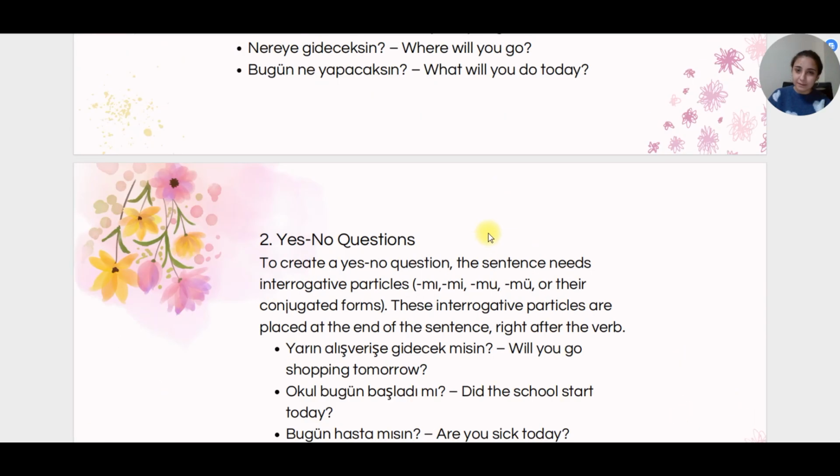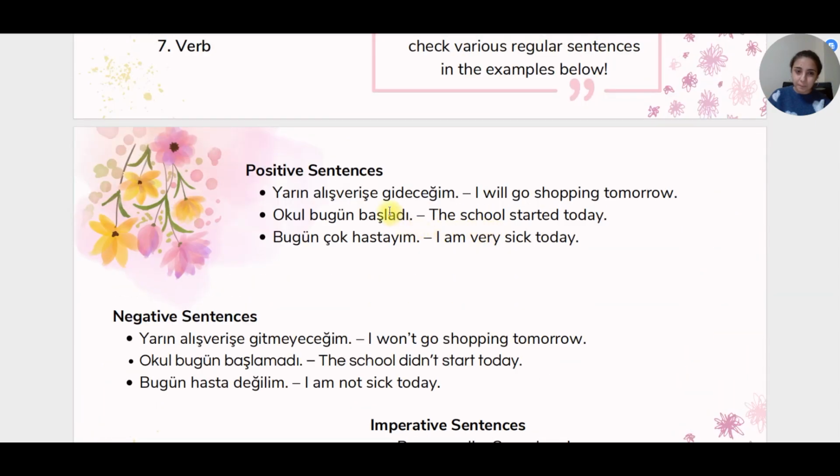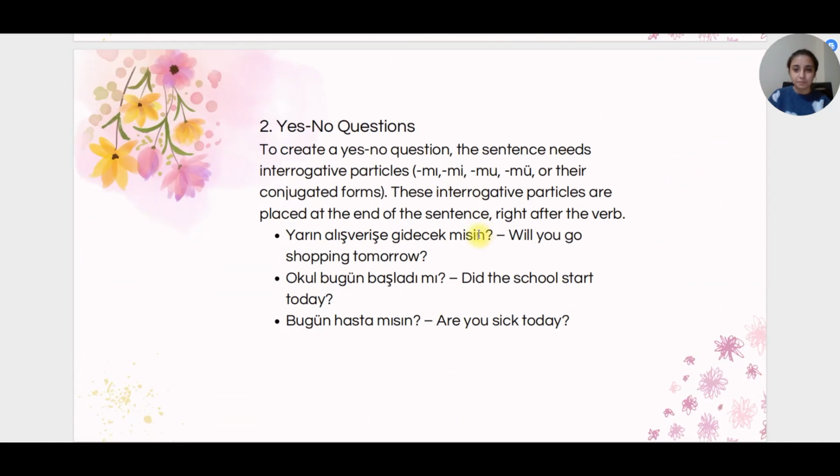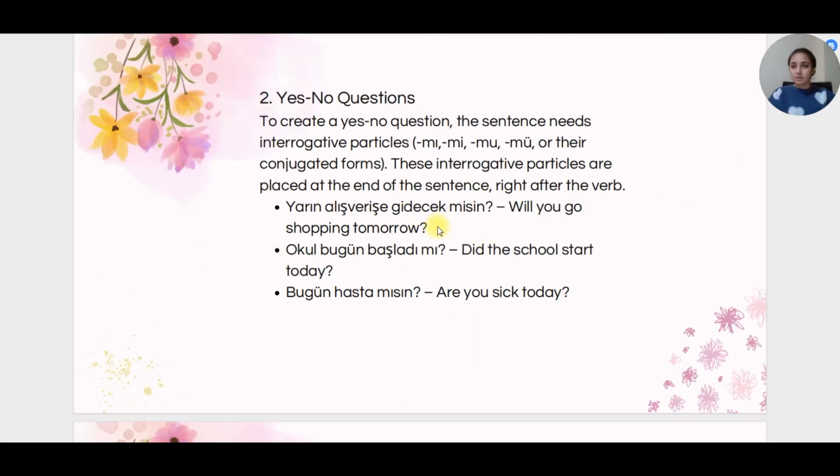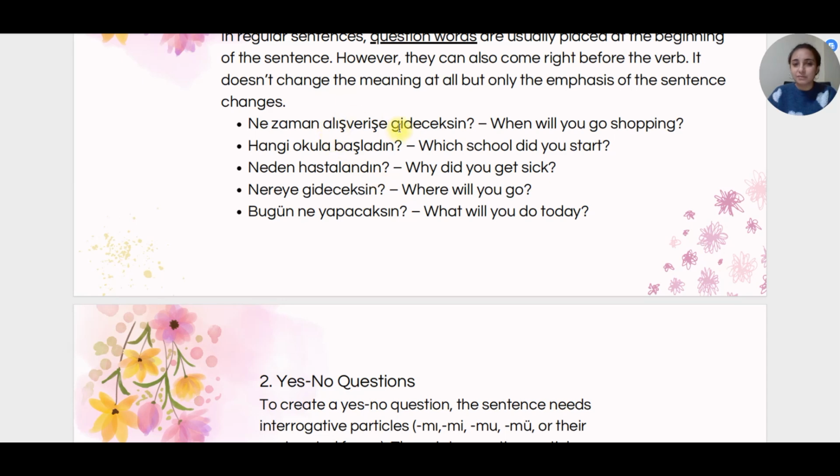And the first part, let's remember, we said this: yarın alışverişe gideceğim. I will go shopping tomorrow. Now, I will ask this question: yarın alışverişe gidecek misin? The answer starts with yes or no, and I didn't ask when. I just asked, will you go tomorrow? And here, ne zaman alışverişe gideceksin? When will you go shopping?